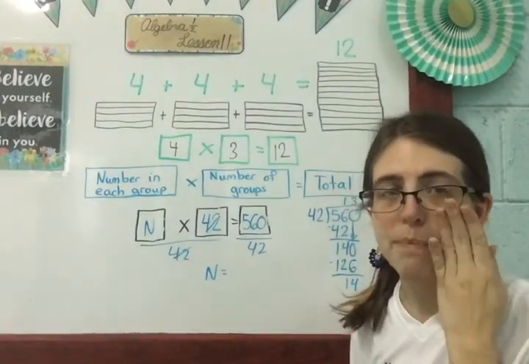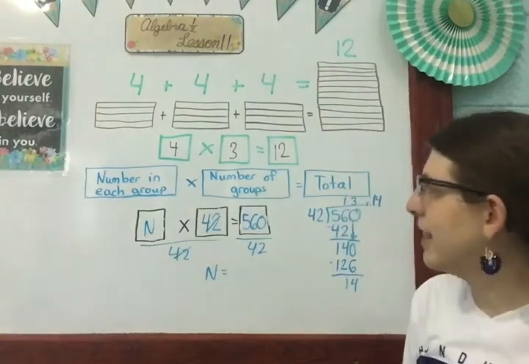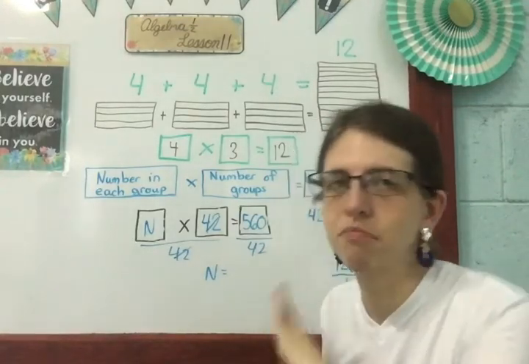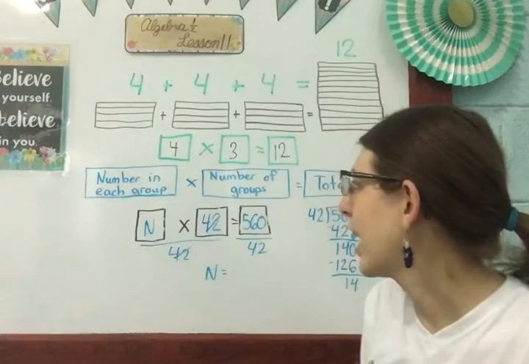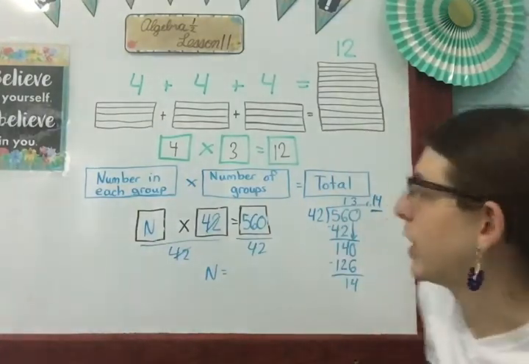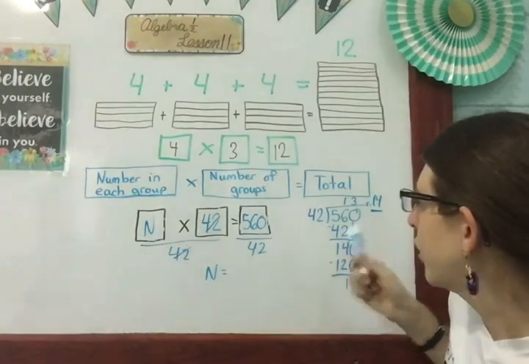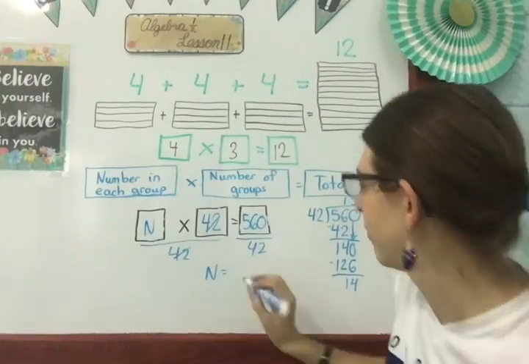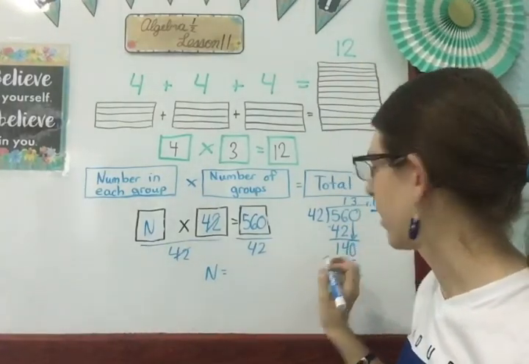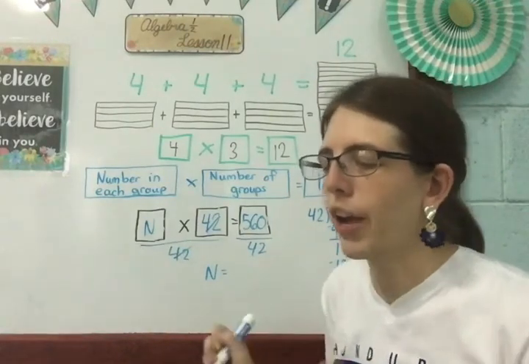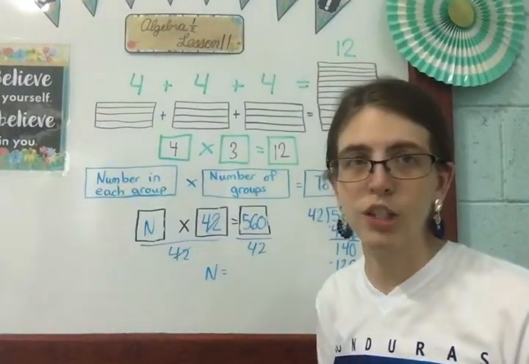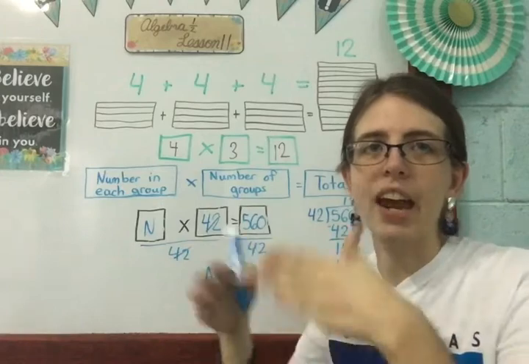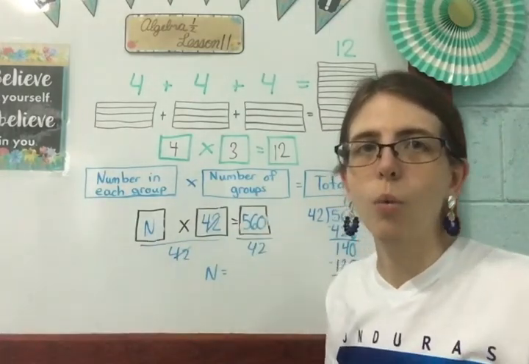Okay, so that means that in these 42 buses, I can fit 13 students in each bus, no problem. And that will take care of all but 14 of my students, okay? So 13 students in each of my 42 buses, but now I have 14 leftover students still standing there waiting to get onto a bus. So what do I need to do?